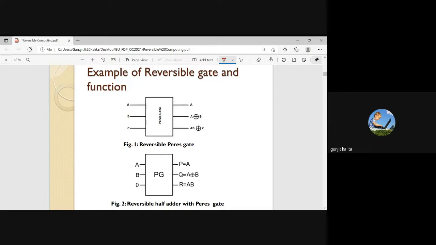If you see A, B, C are inputs. On the output side, the first will be A, directly whatever input is there comes out on the output side. The second one is B, the output will be A XOR B, and the third one will be AB XOR C. So these are some Boolean operations in classical electronics, all right? And this can be achieved in quantum.